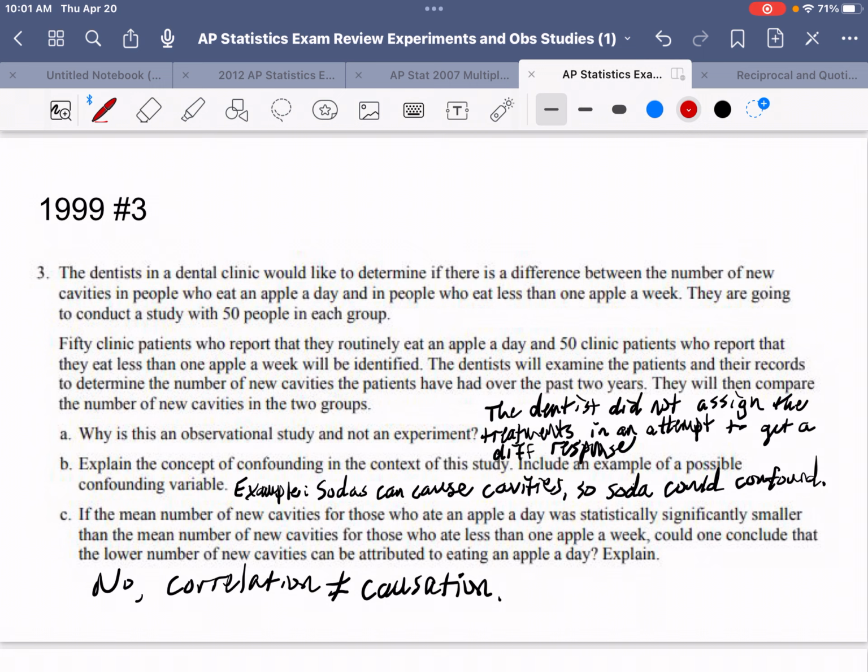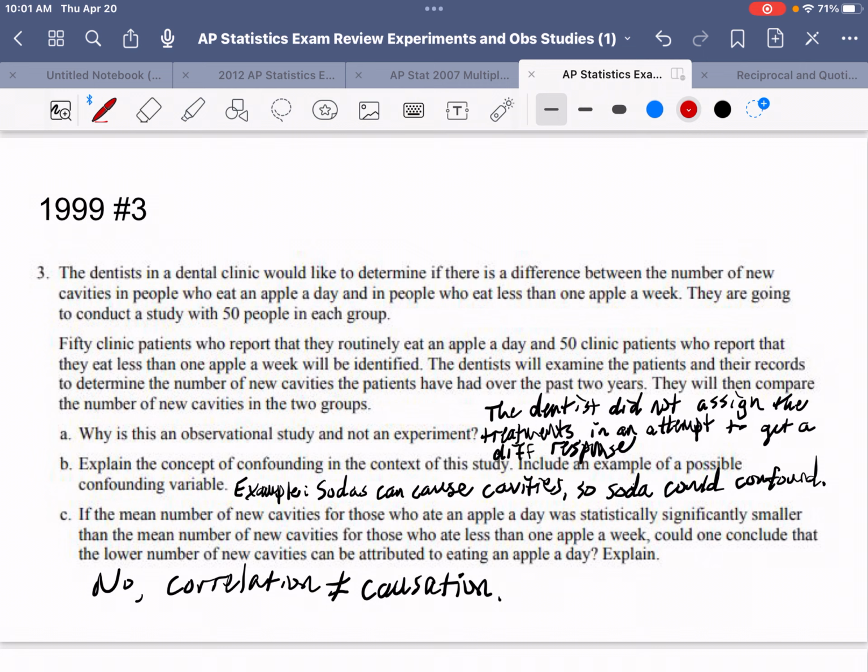The dentist will examine the patients and their records to determine the number of new cavities the patients have had over the past 2 years. They will then compare the number of new cavities. So they already knew how many cavities they already had.